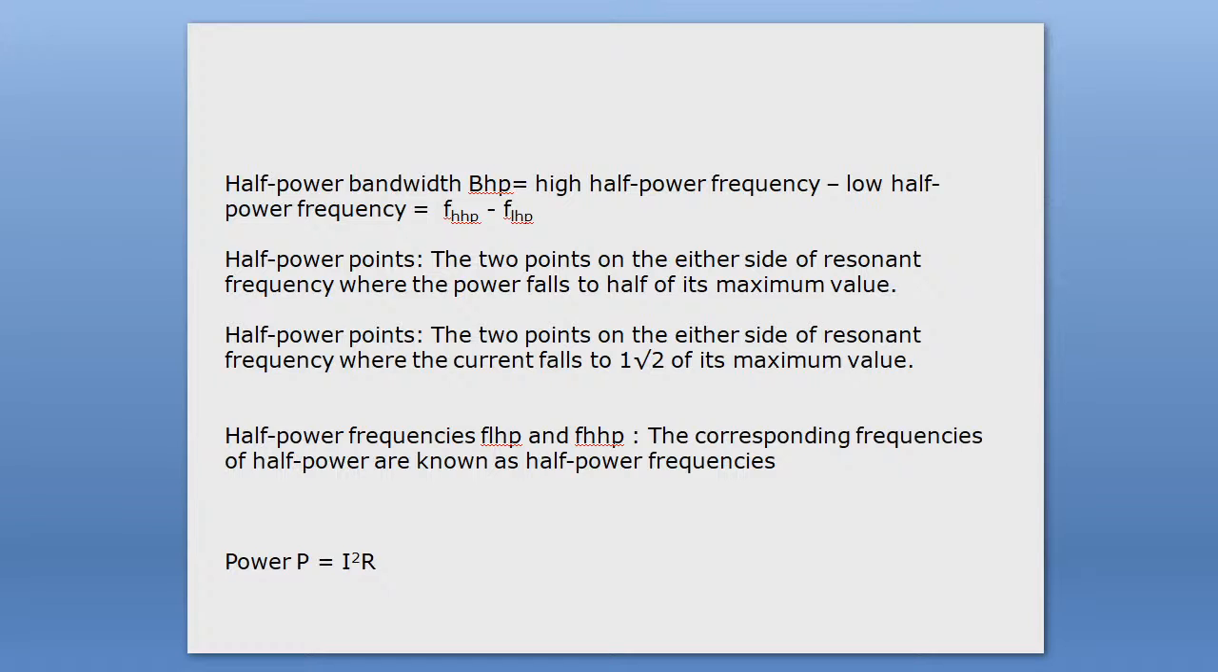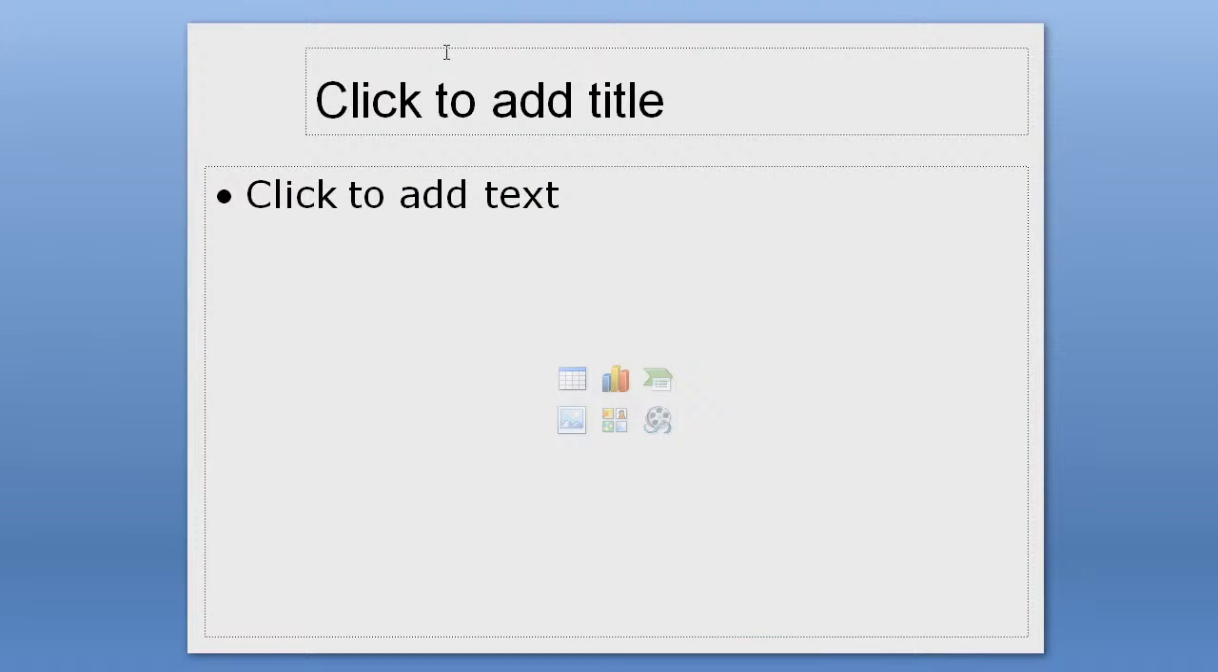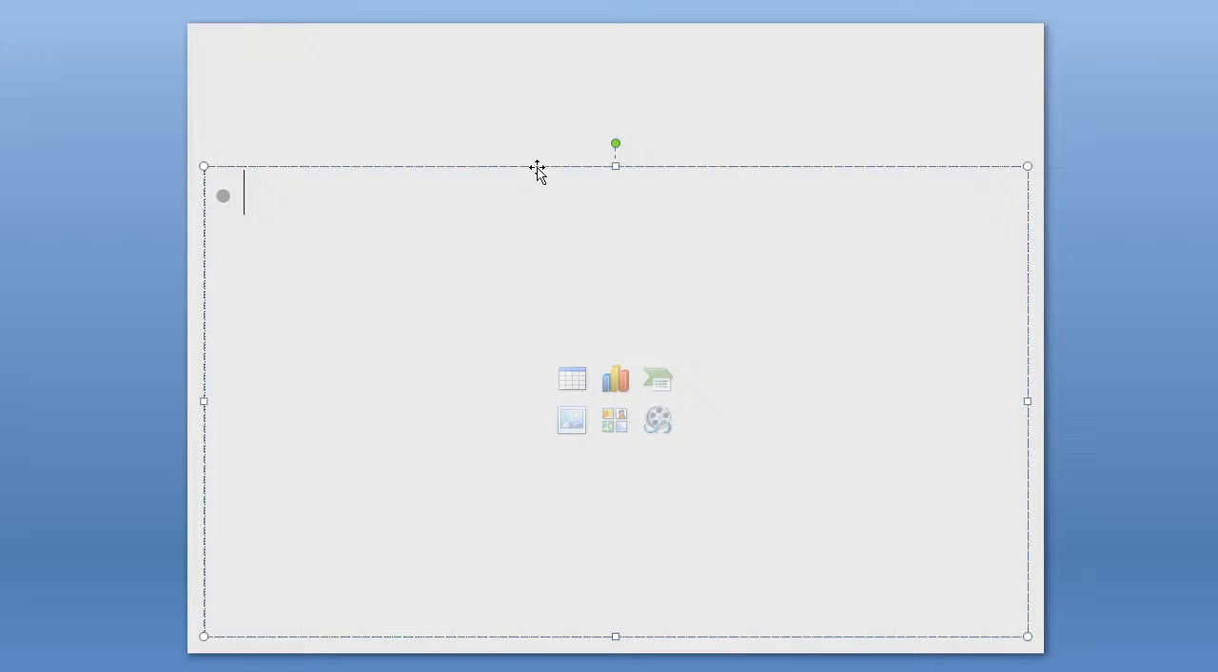Now we can derive an expression of half power bandwidth in terms of resonant frequency and also quality factor. Quality factor, let me tell you, is nothing but the ratio of inductive reactance and resistance, or capacitive reactance and resistance.